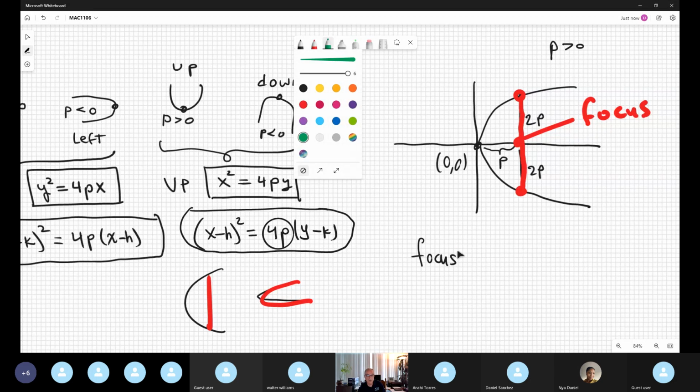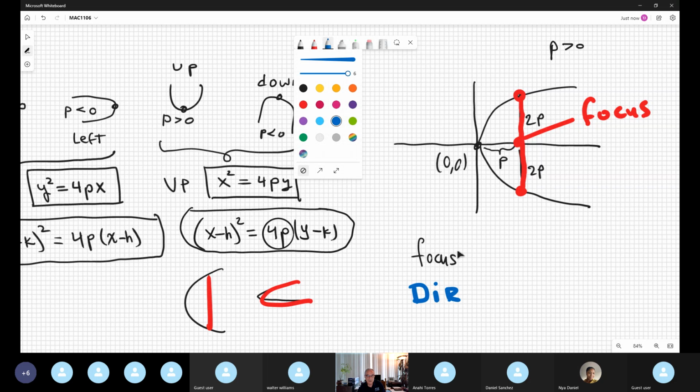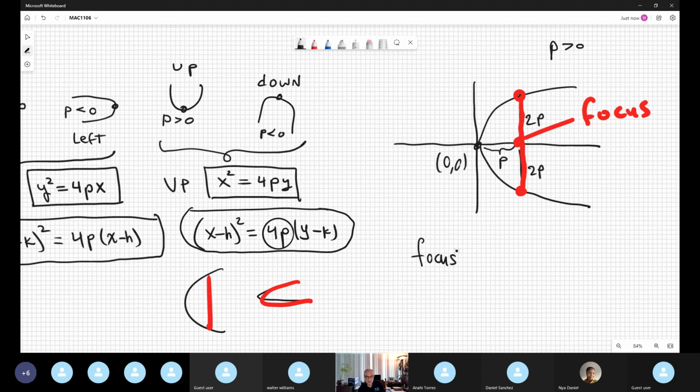No, we have more information. What is the most information? What is the directrix? Directrix, let me use another color. Directrix is a line that passes outside the parabola, but belongs to the parabola directly. In this case, we have a vertical directrix, x equals negative p. It's the same distance. So this distance from the vertex, this is the vertex, to the focus is p. And the distance between the vertex and the directrix is the same distance, p.